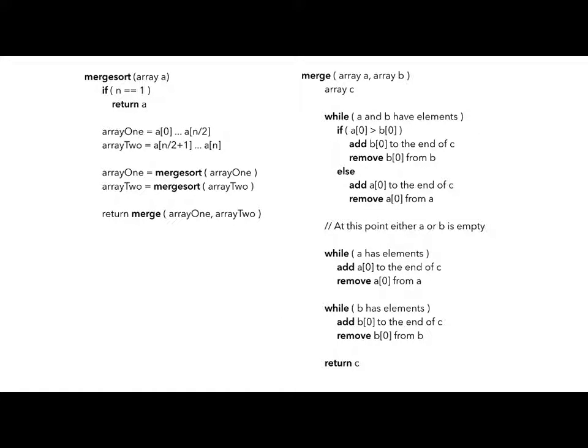Here's the pseudocode for merge sort. On the left, you have the recursive part, which halves the arrays. On the right is the merge function, which combines the arrays.